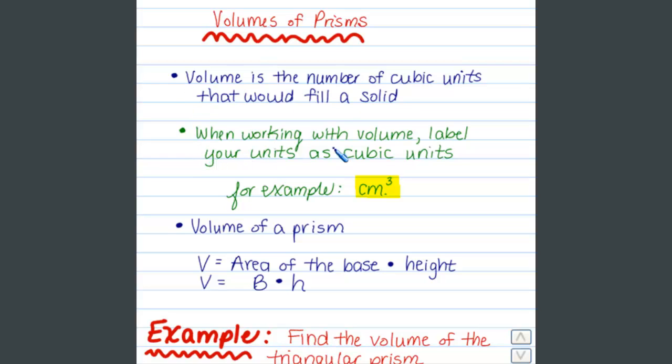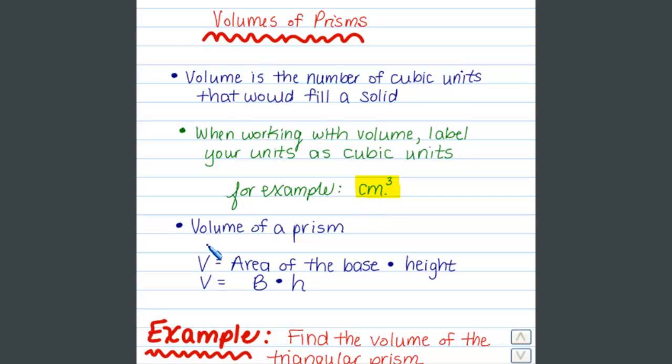Now when you're working with volume, be careful. You want to label your units as cubic units. For example, if you're working with centimeters and you're finding the volume and your units are in centimeters, your answer would be cubic centimeters, labeled as I have written out here for you.